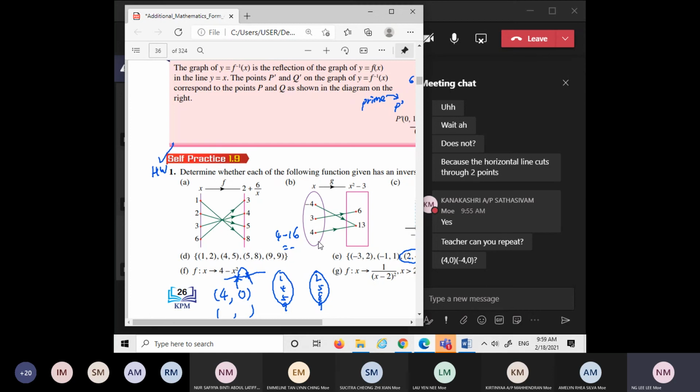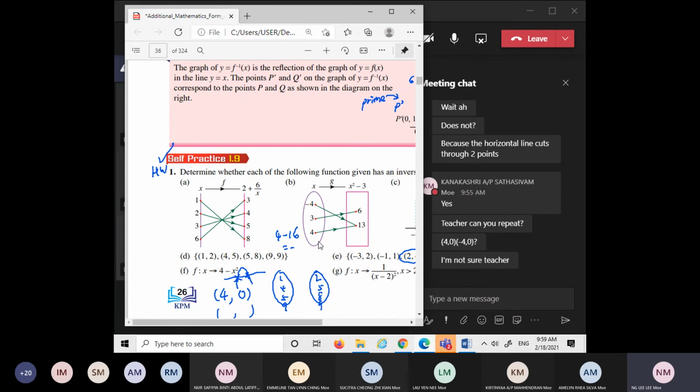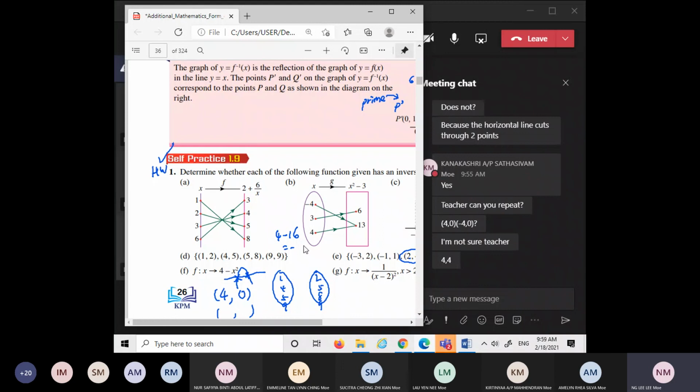Kanakasri, I still have one more minute. Kanakasri, faster, come on. Why are you not sure? I helped you already. When x is 4, 4 squared is 16, correct? So 4 minus 16 is what? 4 minus 16, hello.